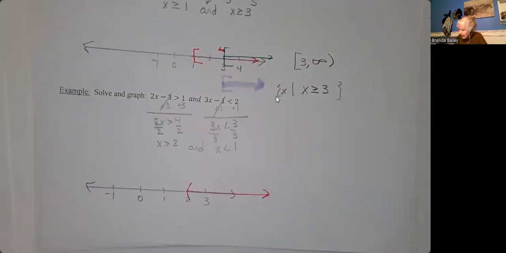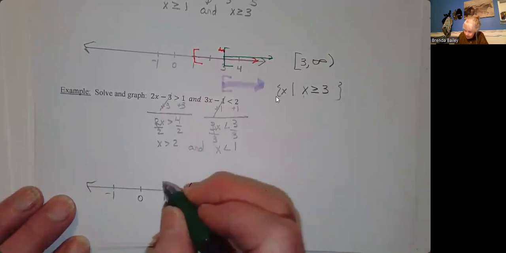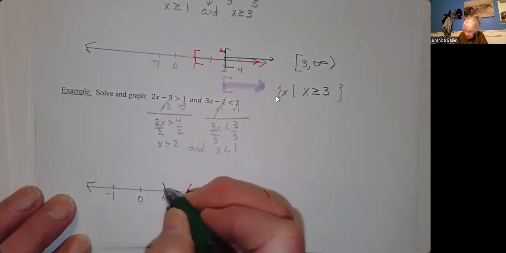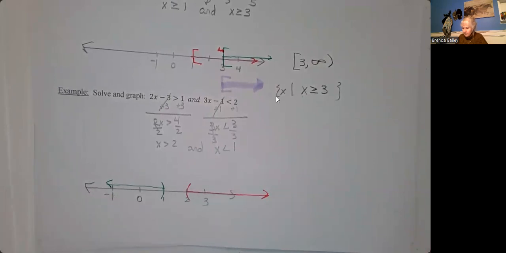Okay. And let's do the other one. x is less than 1. So we're going to go to the 1, and we want x is smaller than 1, which goes to the left. Make sure I copied it down right, because it looks like there's nothing in common.